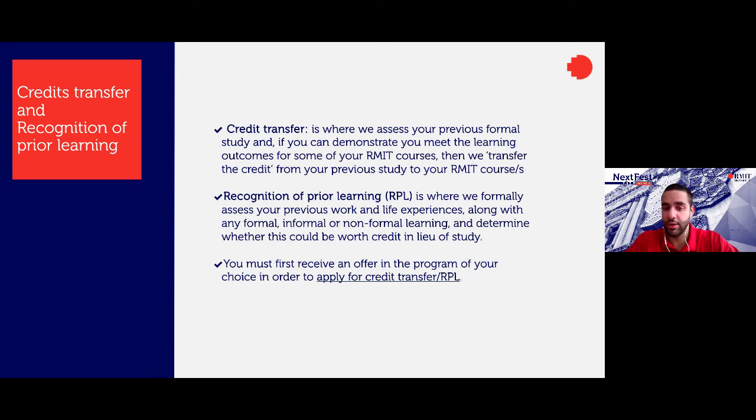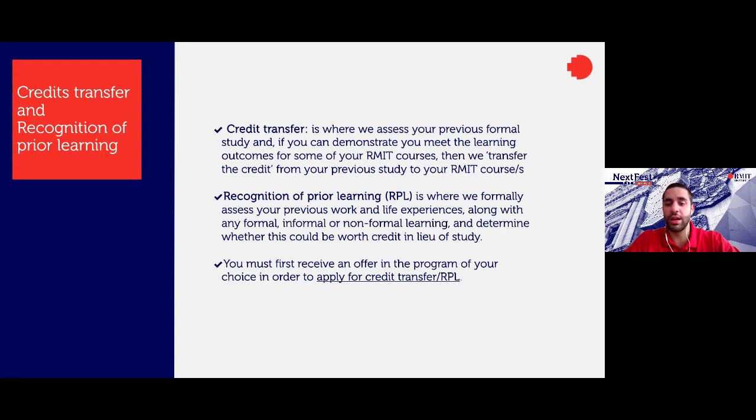First one being credit transfer. This is where we assess your previous formal study, and if you can demonstrate that you meet the learning outcomes for some of your RMIT courses, we can transfer the credit from your previous study to your RMIT course. So a lot of the time it is usually if it has direct relation to the course that you're going into, say you've done something like a previous diploma or an application in business and you wanted to go into a bachelor degree, sometimes your credits can be transferred over into that course, and it means that you'll spend less time studying in that next course, so then you can go into the workplace and start working for your life.